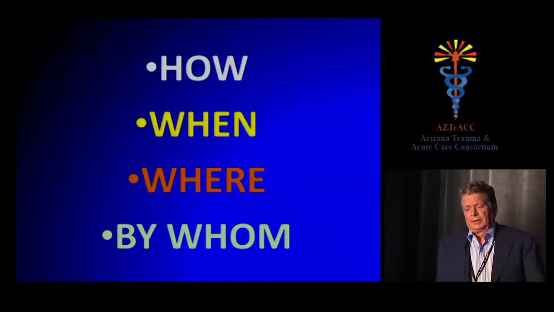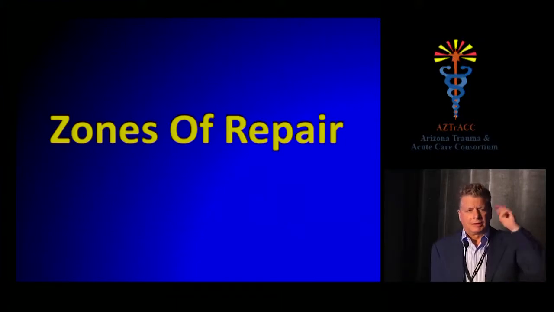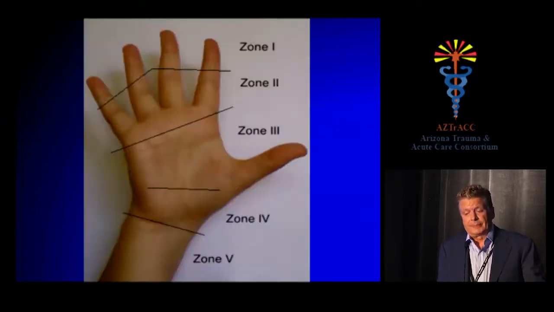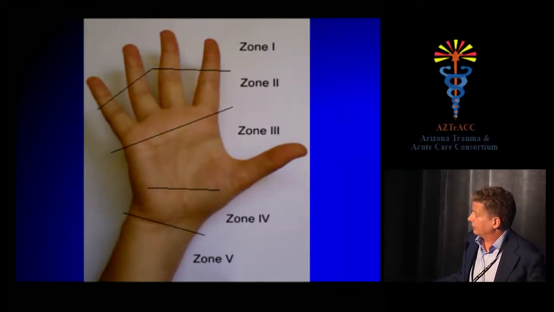So let's start with tendon repair. One of the most important concepts to really understand in order to sort out how and when, and it is the where, is the concept of zones of repair for tendons. Now, for years, there's been a definition of 5 zones. And the initial concept was that you could repair tendons pretty well in these zones from the palm to the wrist and in the forearm.